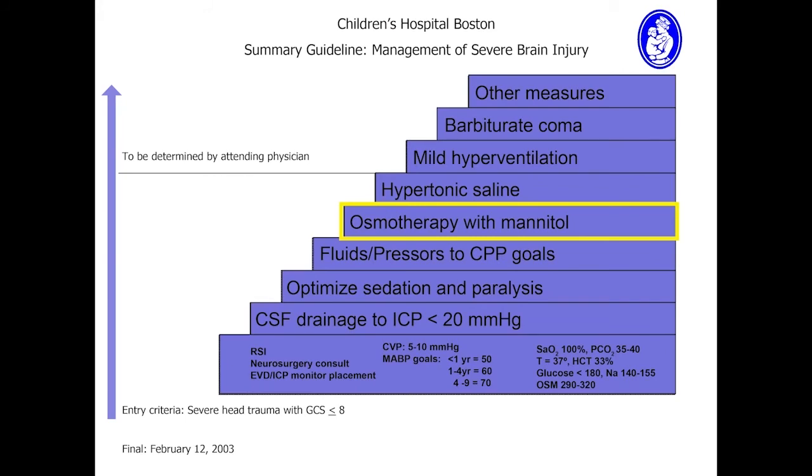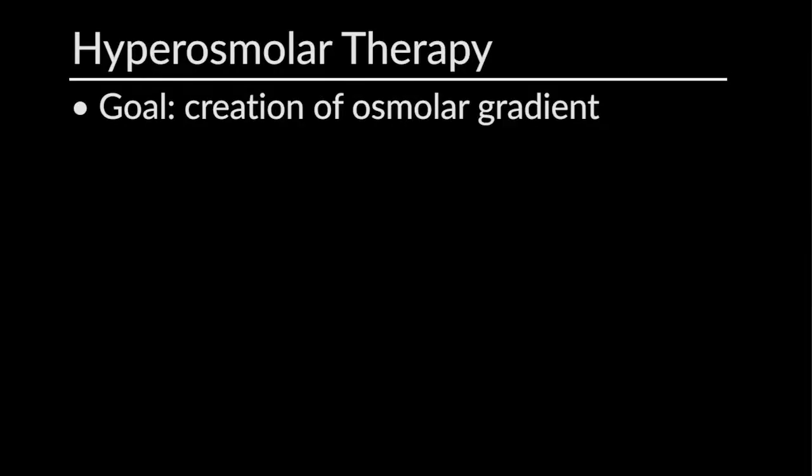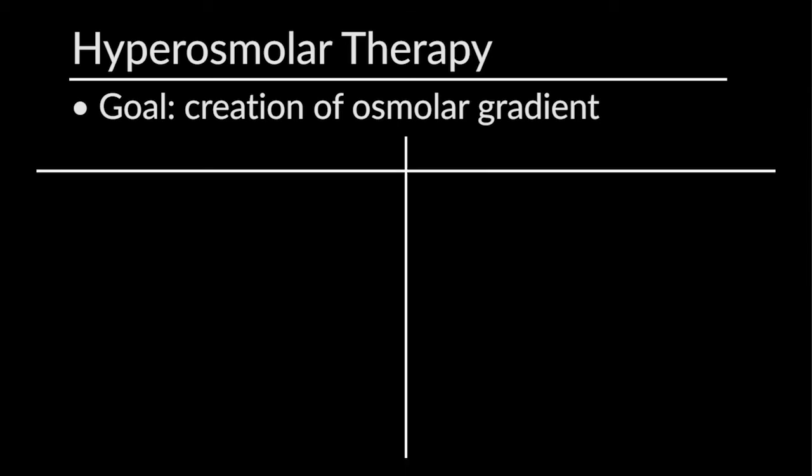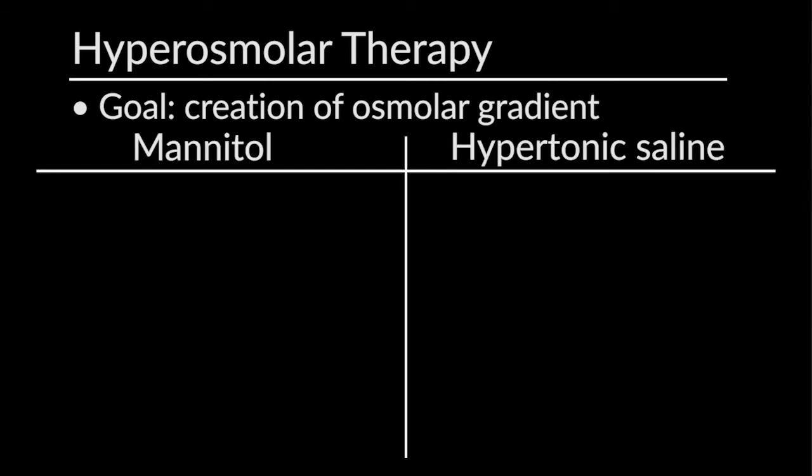Next on our pathway is the consideration of hyperosmolar therapy. And the goal here is really to create an osmolar gradient that is going to draw fluid out of the brain. And there's two ways to do this. One is through the use of mannitol, and the other is through the use of hypertonic saline.